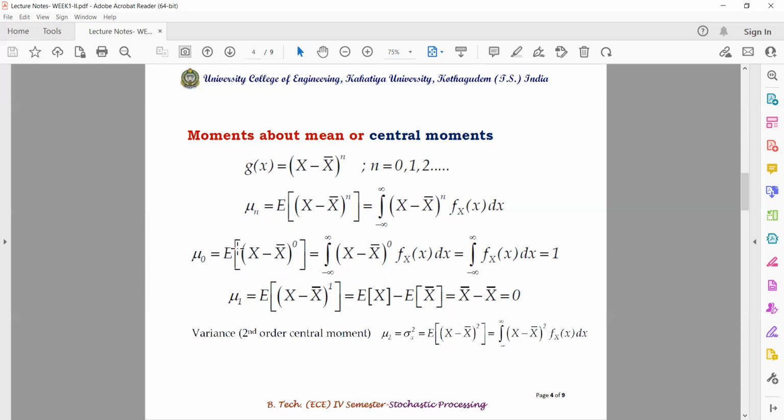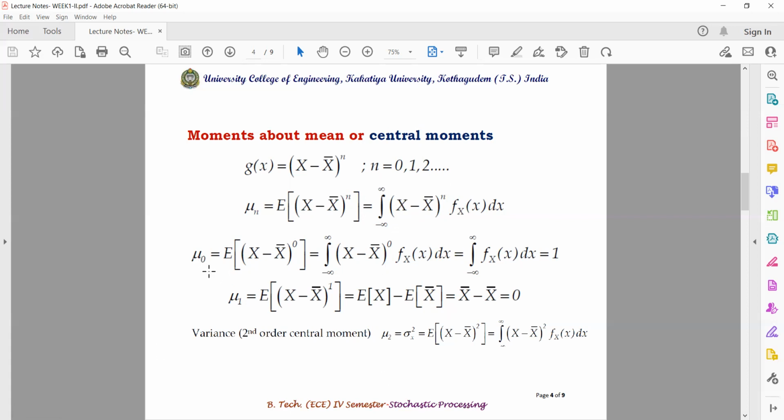The symbolic notation for central moments is mu suffix n. Again, similar discussion. Mu n is the moment about the mean, or central moment of order small n, which is equal to expectation of x minus x bar whole power n, equal to the integral from minus infinity to plus infinity of x minus x bar whole power n fx of x dx. Think of what is in the brackets of the expectation operator as copied down here. So mu0, mu1, mu2, likewise you can calculate.